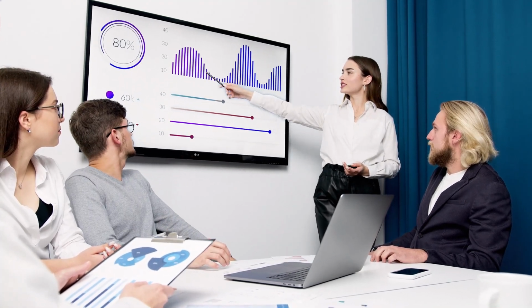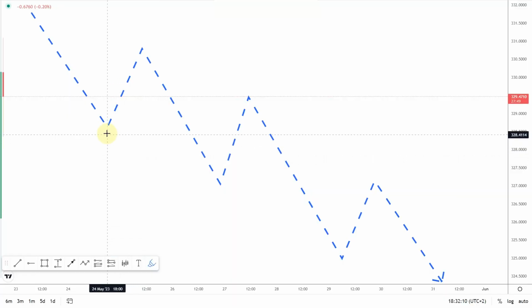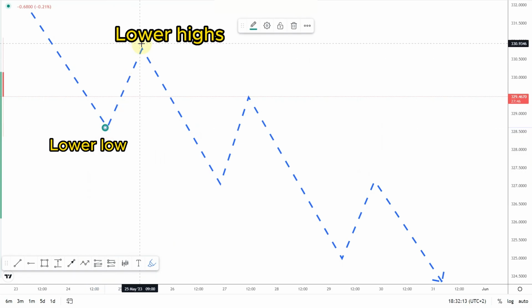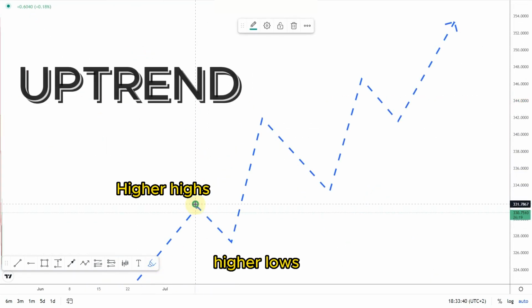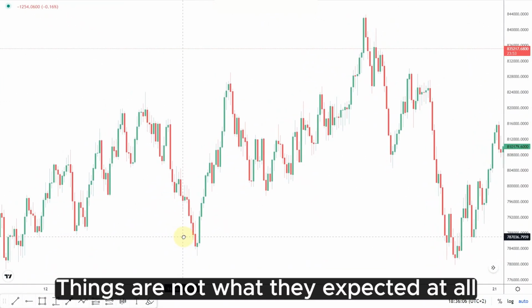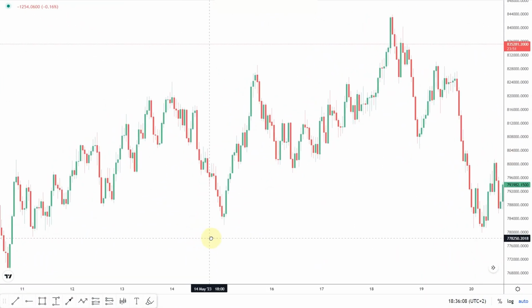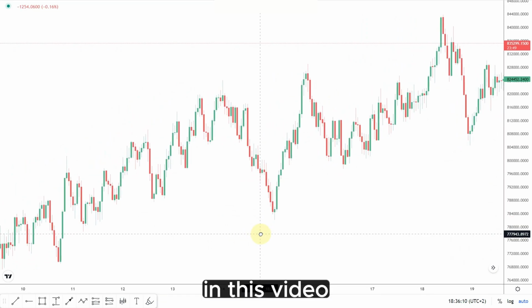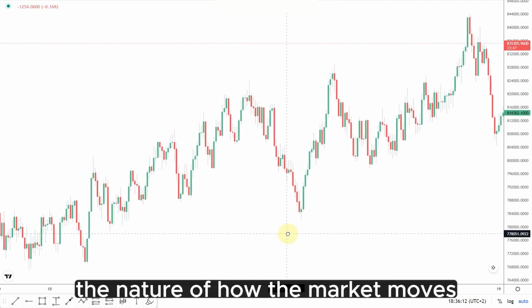Most beginner traders are told that the market only moves in series of lower lows and lower highs for a downtrend and higher highs and higher lows for an uptrend. But when they come in the market, things are not what they expected at all. Guys and girls, in this video, I will explain to you the nature of how the market moves.